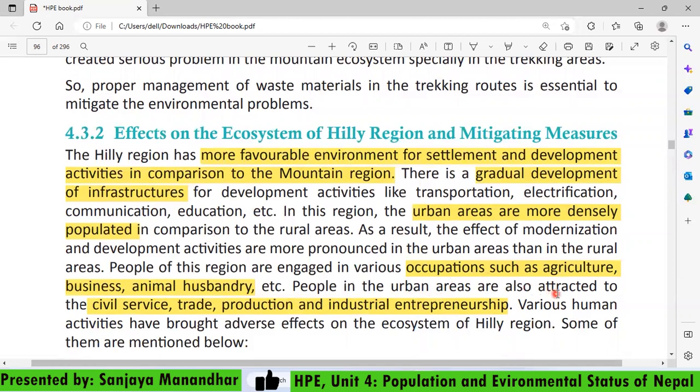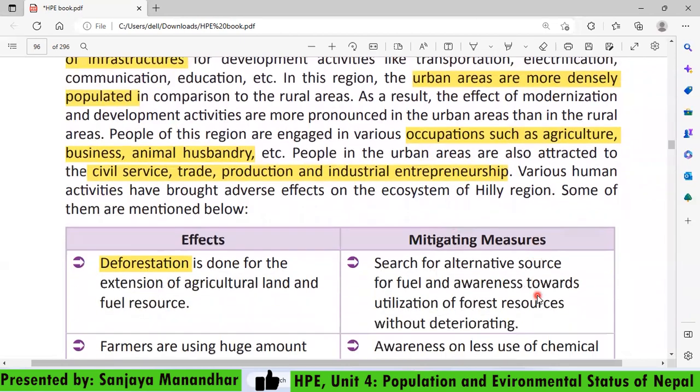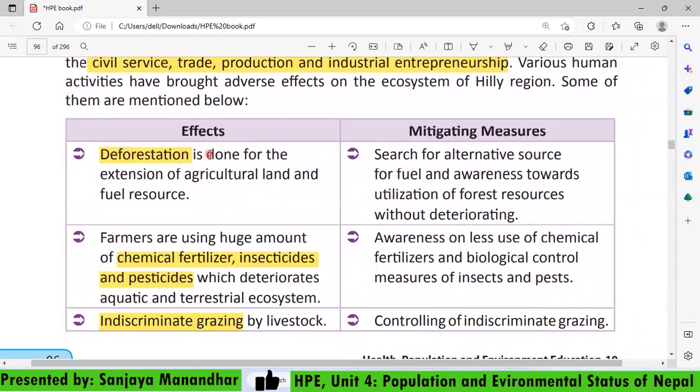Similarly, including agriculture, business, animal husbandry, people are involved in civil service, trade, production, and industrial entrepreneurship, means they are also involved in industries. And what are the effects of human activities in this hilly region?